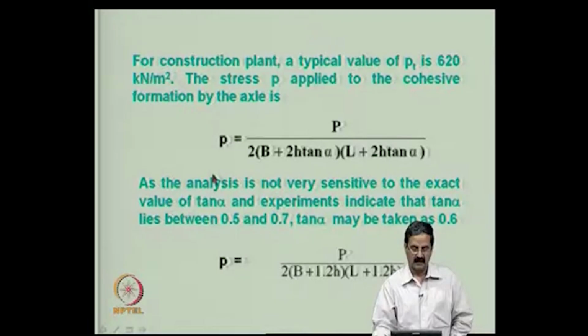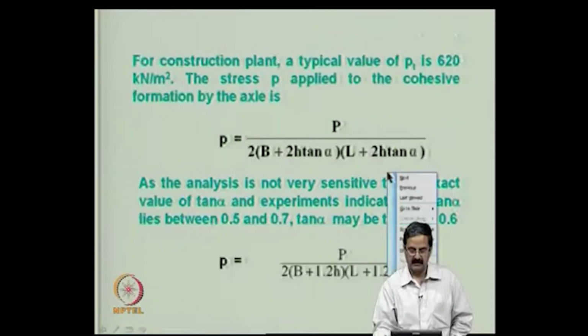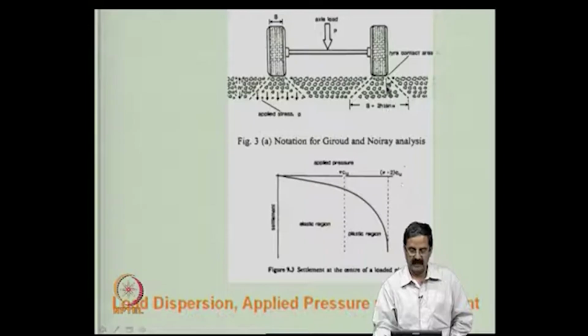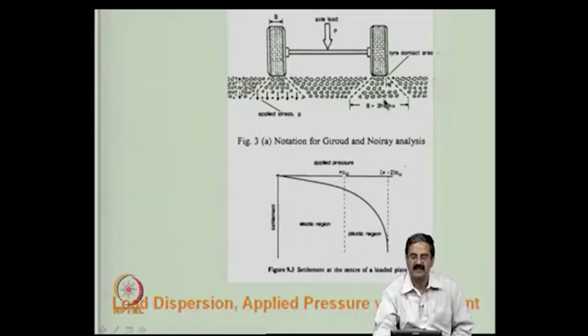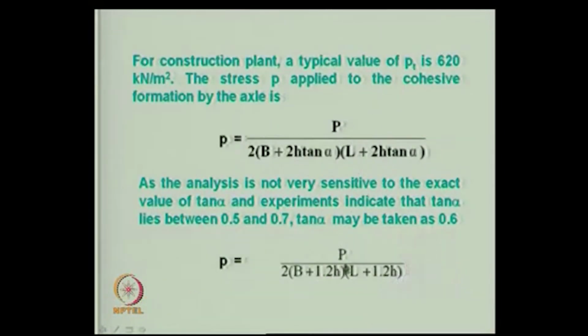The analysis is not very sensitive to the exact value of tan alpha, and experiments indicate that tan alpha lies between 0.5 and 0.7, so it may be taken as 0.6. The dispersion angle is not very sensitive, so we can take 0.5 to 0.7, average 0.6. If you use that, you will get B plus 1.2 H in this expression.